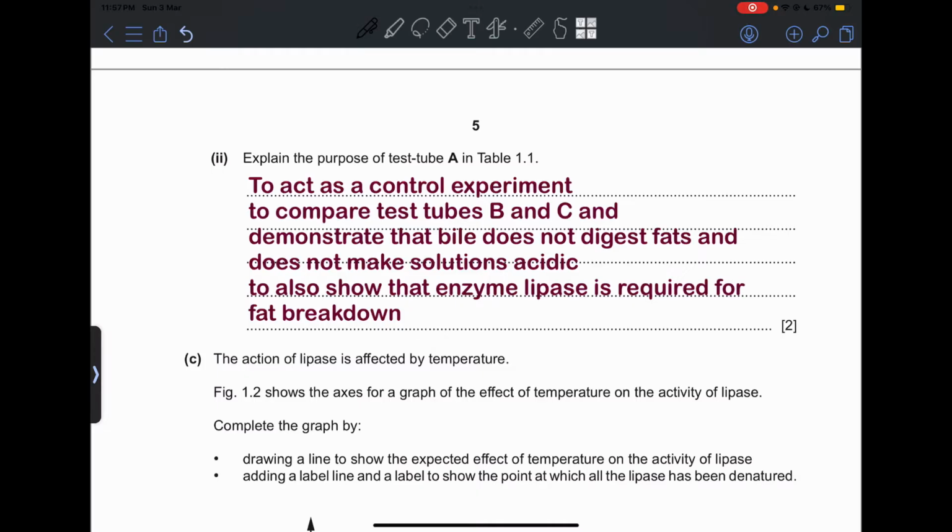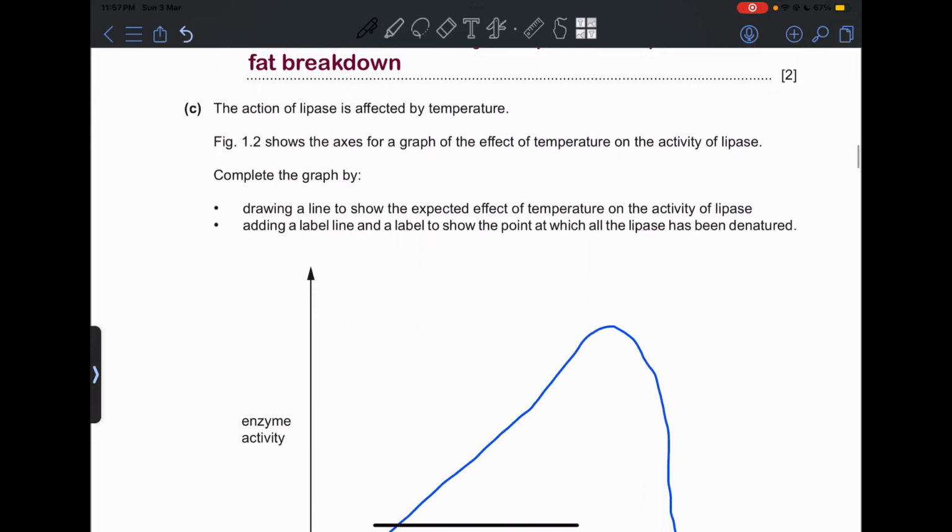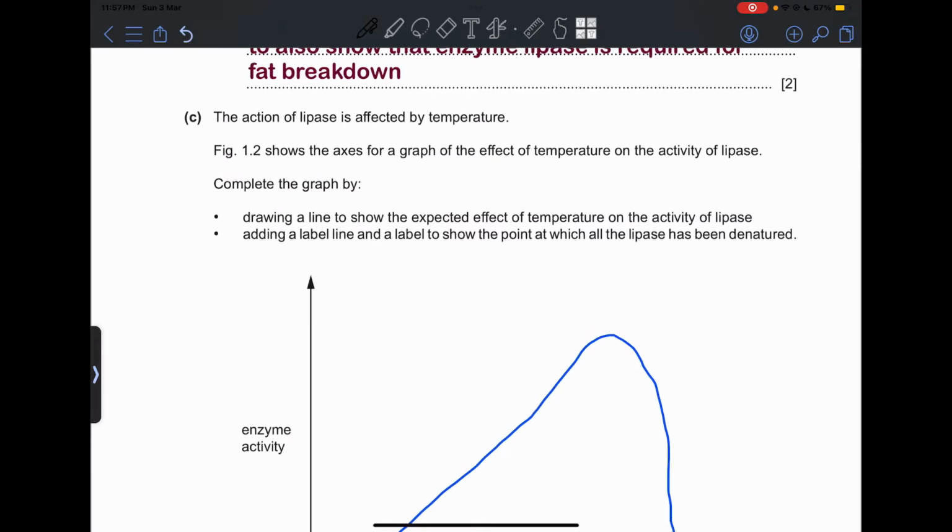So this is the use of the control experiment to just prove a point. Now C says the action of lipase is affected by temperature. Figure 1.2 shows the axis for a graph of the effect of temperature on the activity of lipase. Complete the graph by drawing a line to show the expected effect of temperature on the activity of lipase, and adding a line and a label to show the point at which all the lipase has been denatured.